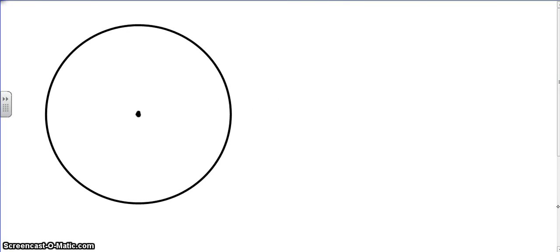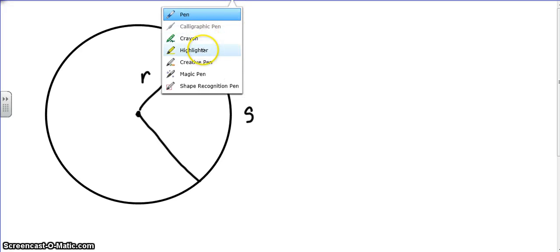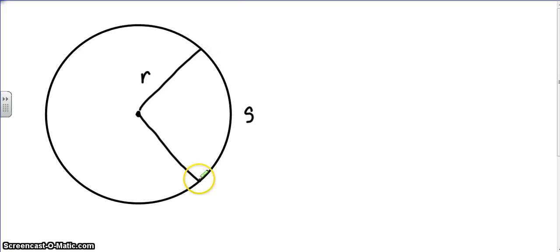So if this is my circle, here I have a radius and another radius. This is my arc length when I go from here to here. That's my arc length.